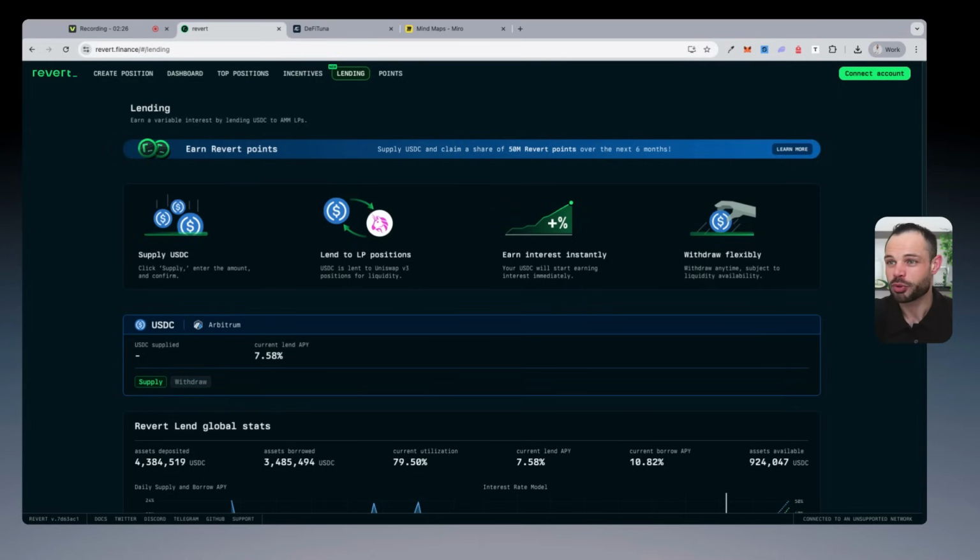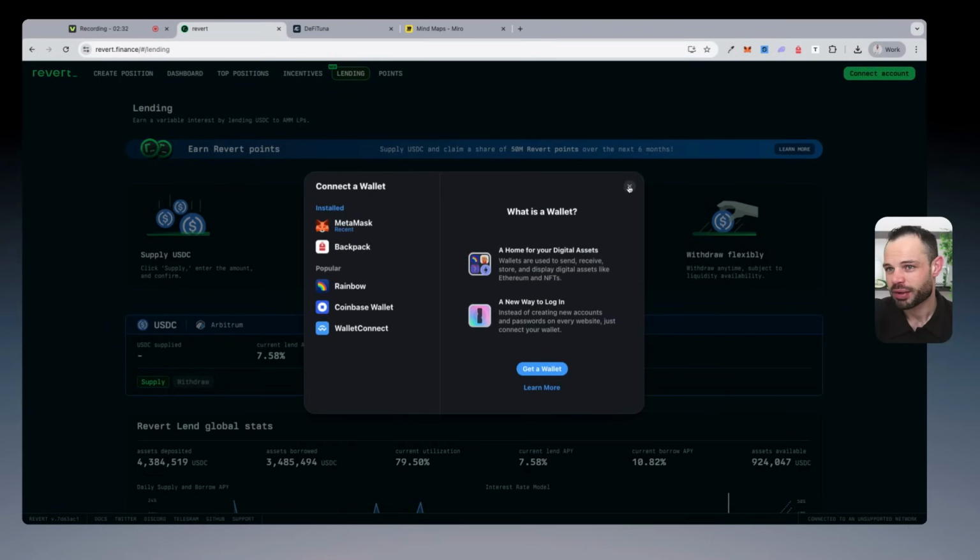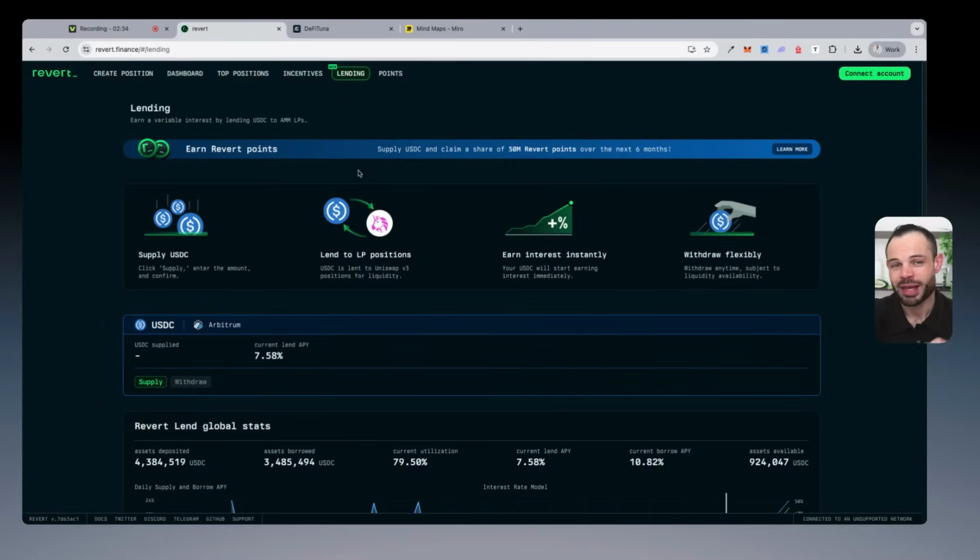You can enter the pool initially directly on Uniswap if you wish to, and it will get picked up in your wallet in the dashboard area here once you come over to Revert, and then you can actually go ahead and begin to lever it up.